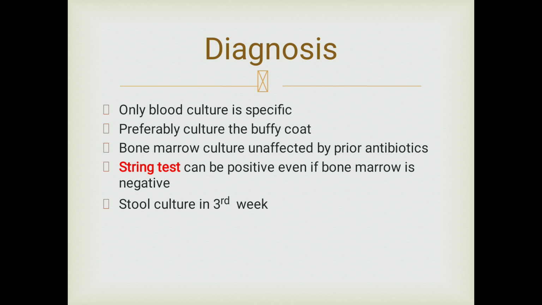Diagnosis: only blood culture is specific. Preferably culture the buffy coat, because the buffy coat contains the cellular elements which contain the bacteria. Bone marrow culture can be done, and the importance of bone marrow culture is that it is unaffected even after antibiotic therapy. And there's one test called the string test, in which the patient is asked to swallow a string, and the duodenal aspirate is taken and cultured. Stool culture can be done only in the 3rd week.